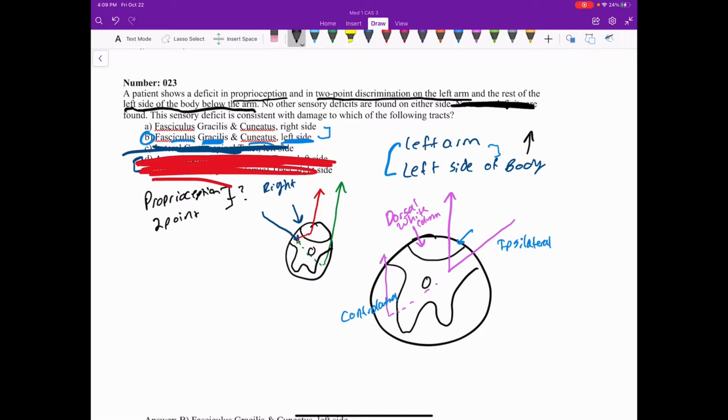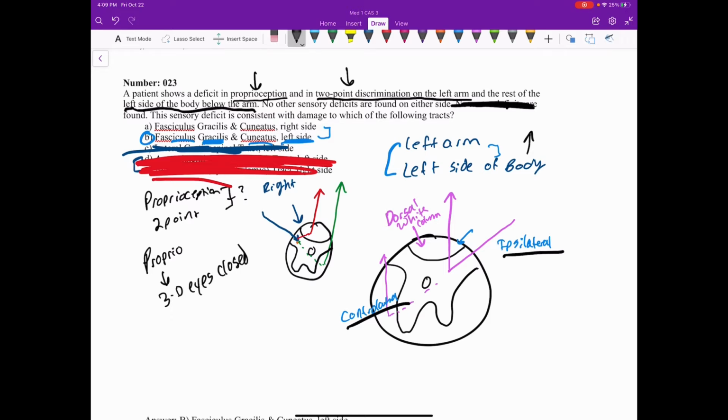Okay, what else could we mention here? Say we didn't really go through the whole process of knowing ipsilateral and contralateral. What if we went through just the process and we just read the first question and we saw deficit in proprioception and 2-point discrimination? Our eyes should light up. We should be like, oh, proprioception. So important for what? It was so important for our 3D space with our eyes closed.